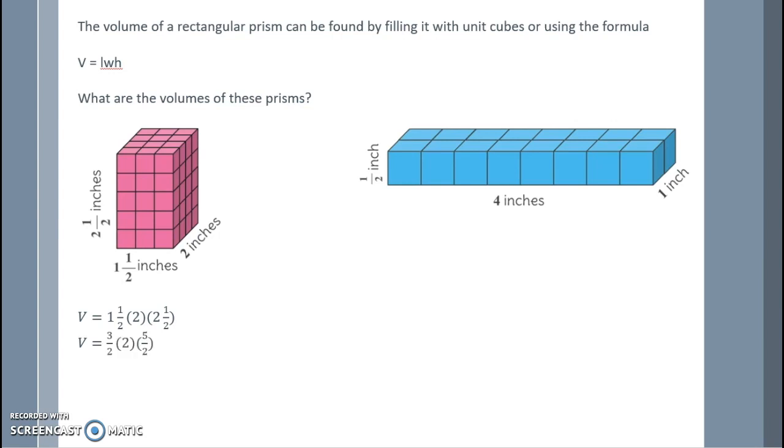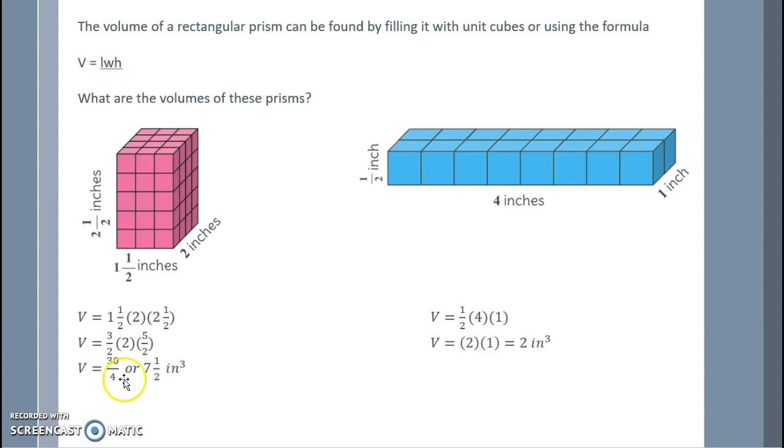I then converted them into equivalent fractions, knowing that 1 and 1/2 is the same as 3 copies of a half, and 2.5 is the same as 5 copies of a half. So I could multiply more easily. So when I multiply, we get 30/4 or 7.5. On the right, we have the volume of a half times 4 times 1, which is 2 times 1, which is also 2 inches cubed.